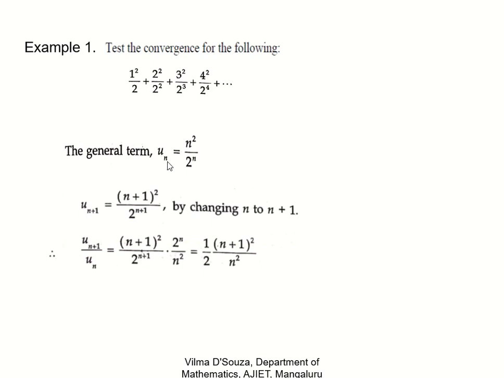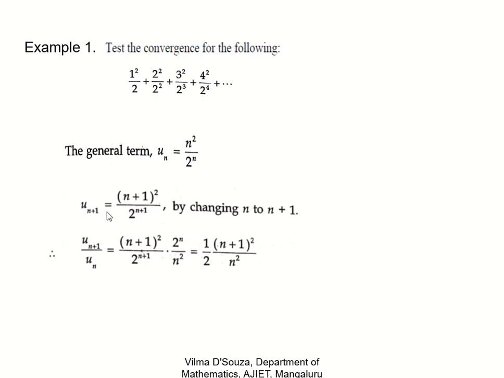So when it comes to the general term, what will be your numerator? N square, right? N equal to 1, it is 1 square. Second term 2 square, 3 square, 4 square. So in general it will be n square. And denominator you can observe 2, 2 square, 2 cube, 2 to the power 4. So generally it will be 2 power n.